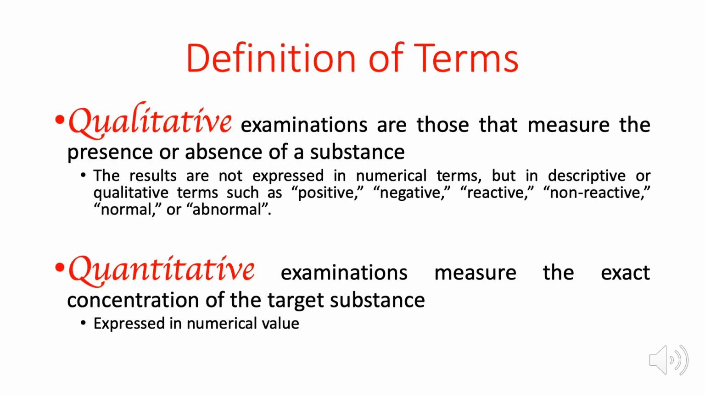We will now differentiate qualitative from quantitative tests. When you say qualitative tests, these are tests that measure the presence or absence of the substance. With these tests, we are not concerned with the concentration of the antigen or antibody. We just simply want to know if the antibody or antigen is present or not. So the results are not expressed in numerical terms.